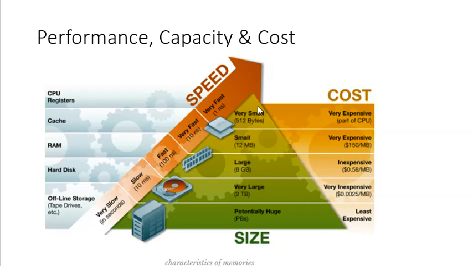There are two other sides. The other side is the cost. The cost per byte is extremely high the faster the technology, and the other side of the triangle is the base, and that is representing the capacity, the size, how much data it can store.